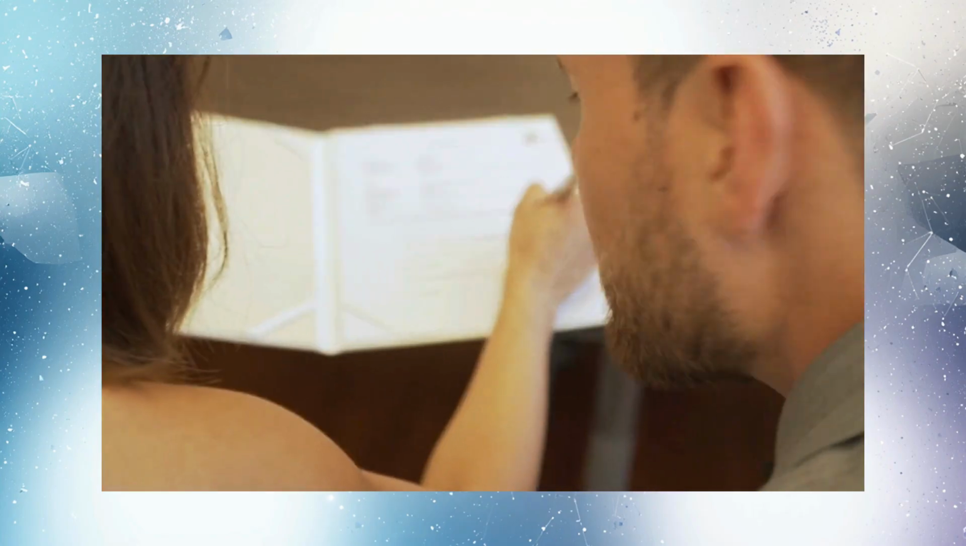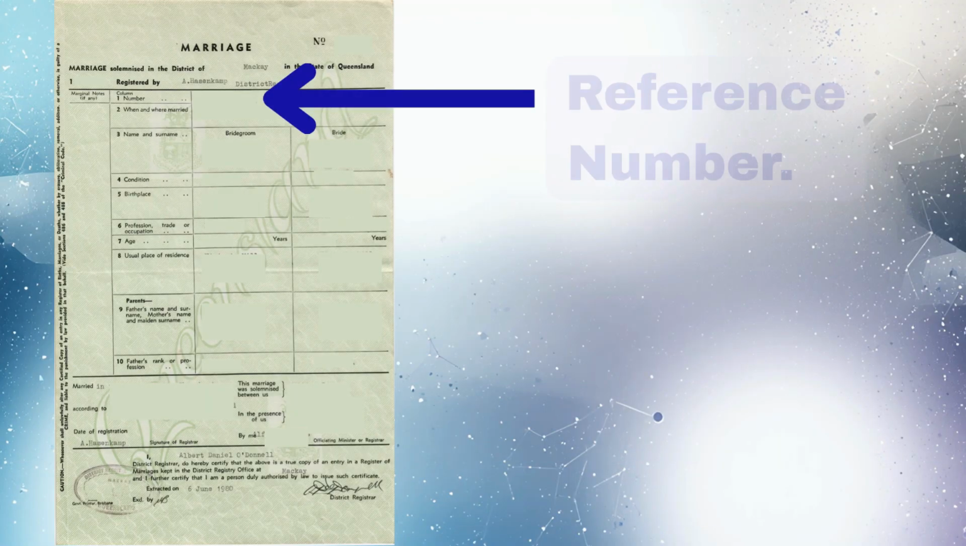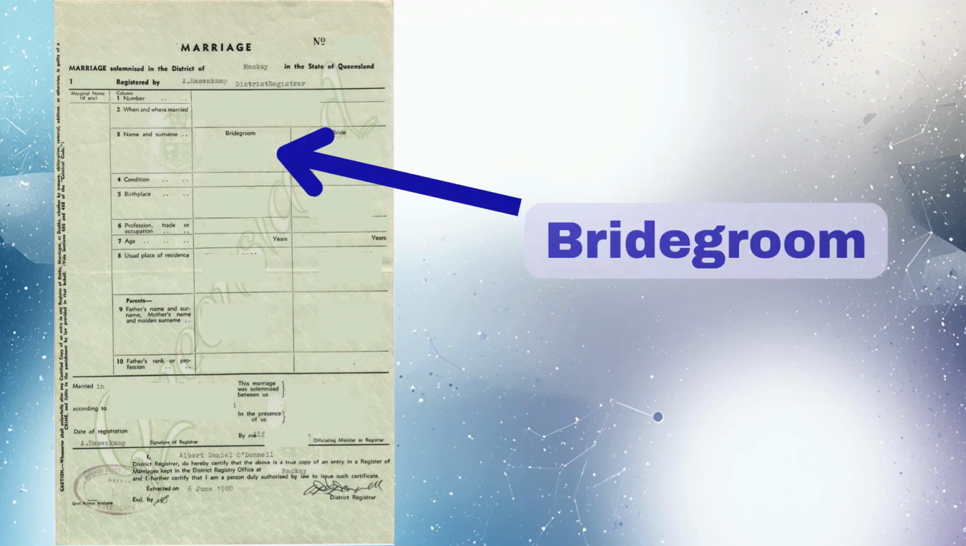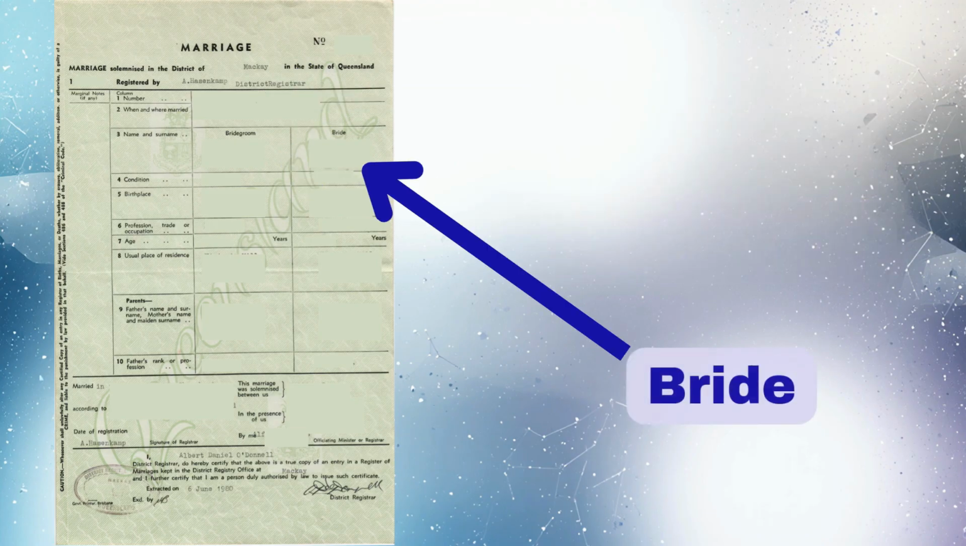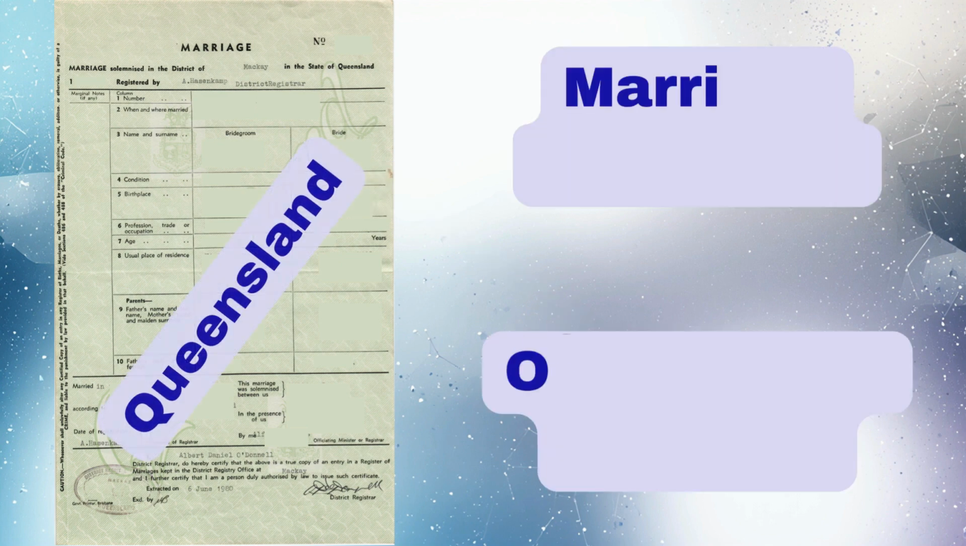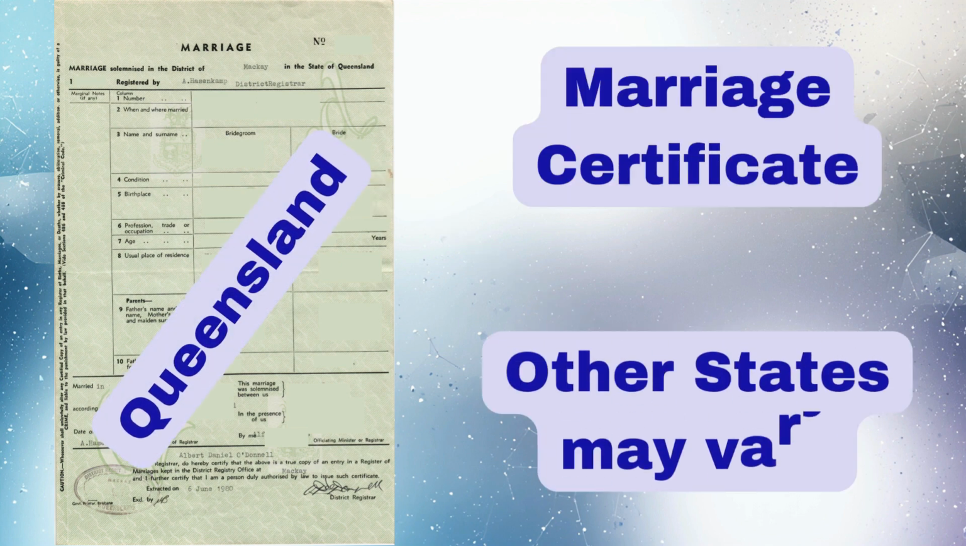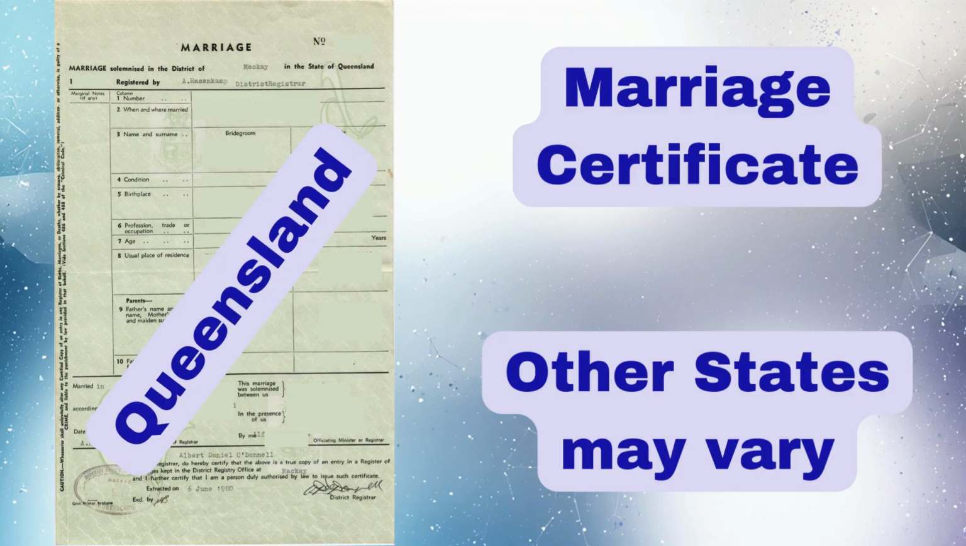Hopefully, you have been able to obtain or have collected the marriage certificates of your parents and grandparents. You may even have your own. The details appearing on the marriage certificate are a document reference number, details of the bridegroom on the left and the bride on the right. Please note, this refers to Queensland certificates and other states may vary.